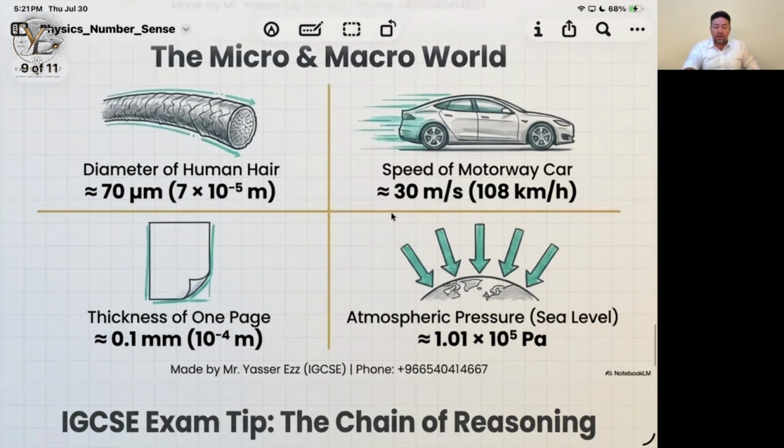The thickness of a sheet of paper: the average estimation for the thickness of one sheet of paper is 0.1 millimeter. The atmospheric pressure, 1.0 times 10 to the power of 5 Pascal. Actually, the actual atmospheric pressure is 1.01, because it's not an estimation, it's a measured value, 1.01 times 10 to the power of 5, or something around this.